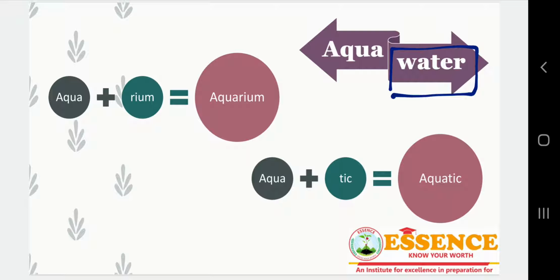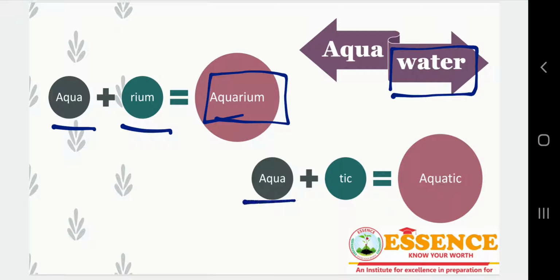So the first word, it says aquarium. What is aquarium? Aquarium, you all know, it is a place where we keep water and fish, right? Some of us keep turtles. So aqua means water. Rium means a place or a building. So when you join these two things, a building or a place that contains water is called an aquarium, right?